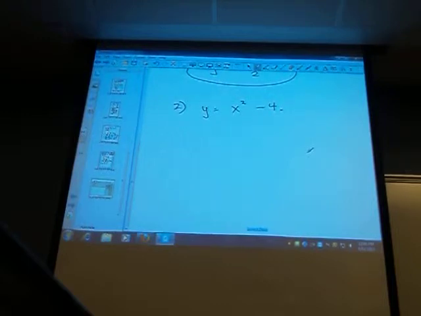Okay, what about this one? What if I switch x and y here? x equals y squared minus 4. Now I just need to get y by itself. So I'm going to add that 4 over here. So I get x plus 4 equals y squared.